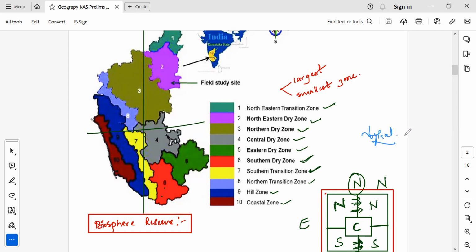Right? This is a tropical region, so most of the region will be dry. This is the northern dry zone. Remember, north is the northern dry zone. Third one.